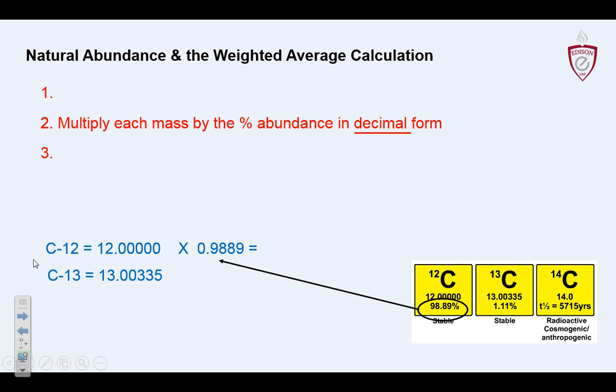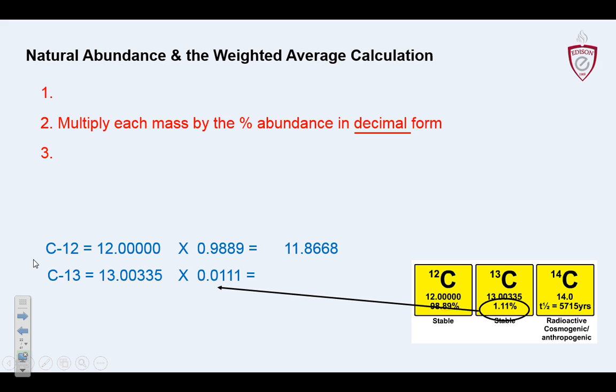Either way, to convert the percentage into the decimal form for both isotopes, we'll multiply at the end here. So for the second isotope, we take that same number, 1.11, divide it by 100 to get the decimal form, and multiply that out by the original mass, and we get this.